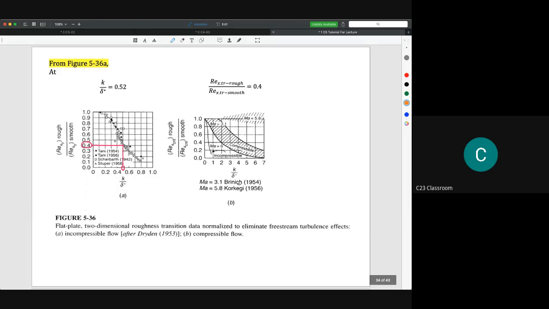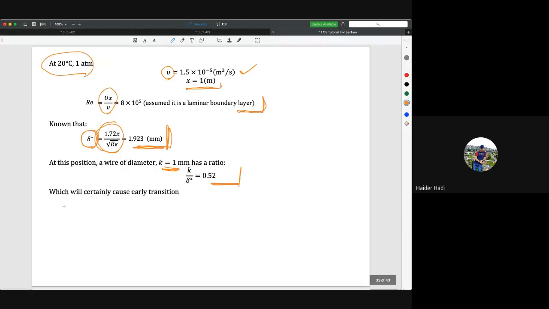Doctor, please. Yes. Why do we assume the flow is laminar, and the Reynolds number is more than 5 times 10 to the power of 5? Yes, yes, 10 to the power of 5.